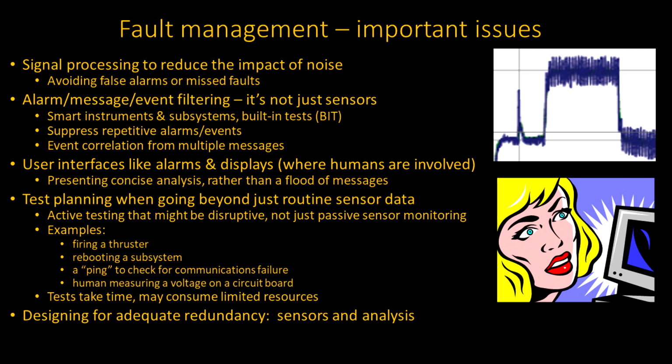But there's a lot of other kinds of active testing that might be disruptive. It's not just monitoring the passive sensors. But you need to do that when you're doing the diagnosis, trying to figure out what went wrong. Examples: you might fire a thruster to see what kind of response you get. Did a sensor notice it? Did the craft move? Did 5 other sensors verify that something happened?